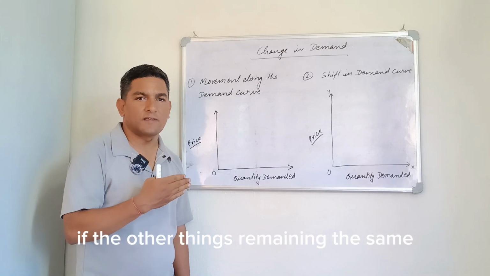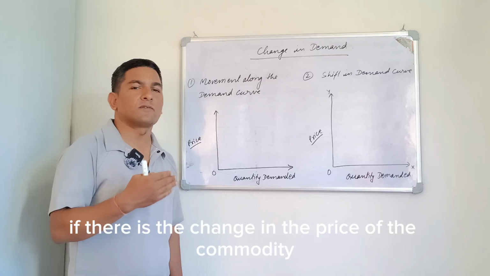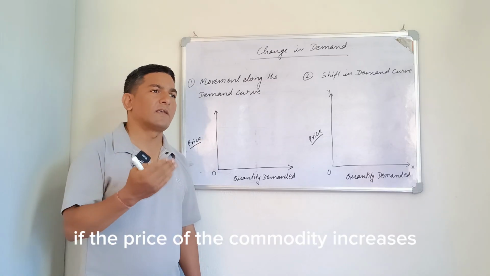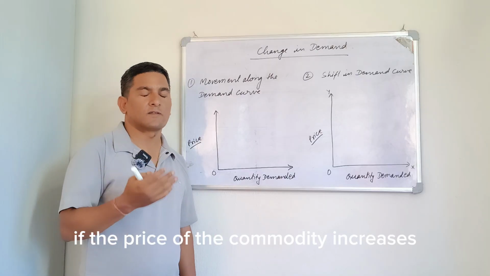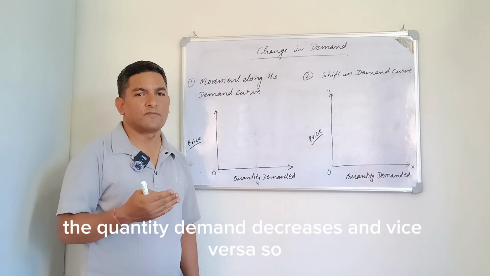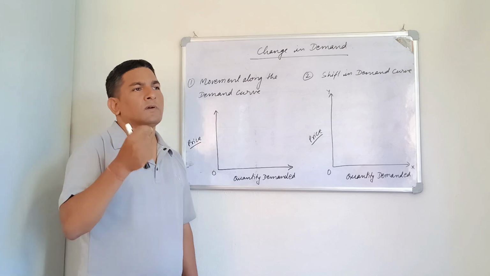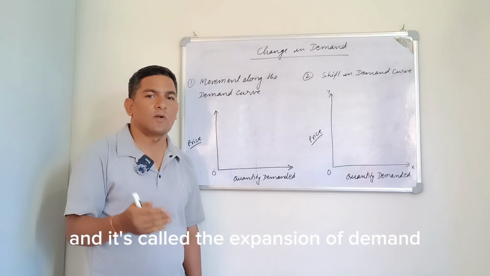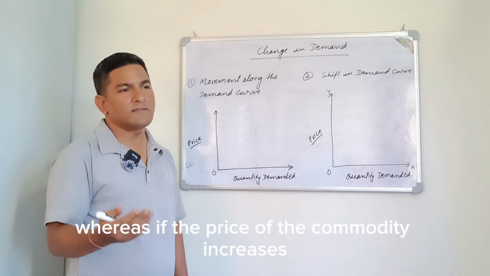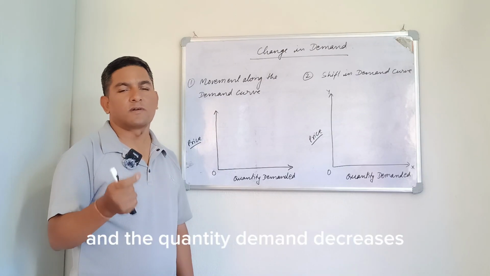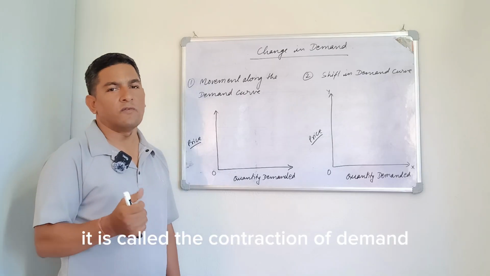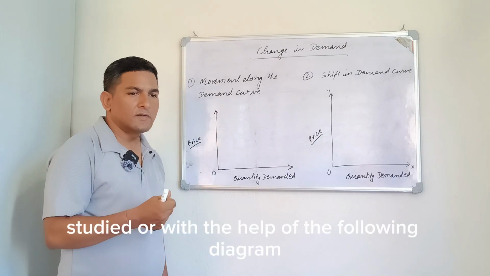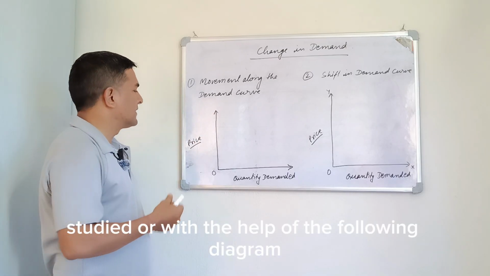If other things remain the same and there is a change in the price of the commodity, the quantity demanded increases or decreases. If the price of the commodity increases, the quantity demanded decreases, and vice versa. When the price of the commodity decreases, the quantity demanded increases, and it's called the expansion of demand. Whereas if the price of the commodity increases and the quantity demanded decreases, it is called the contraction of demand. The movement along the demand curve can be studied with the help of the following diagram.